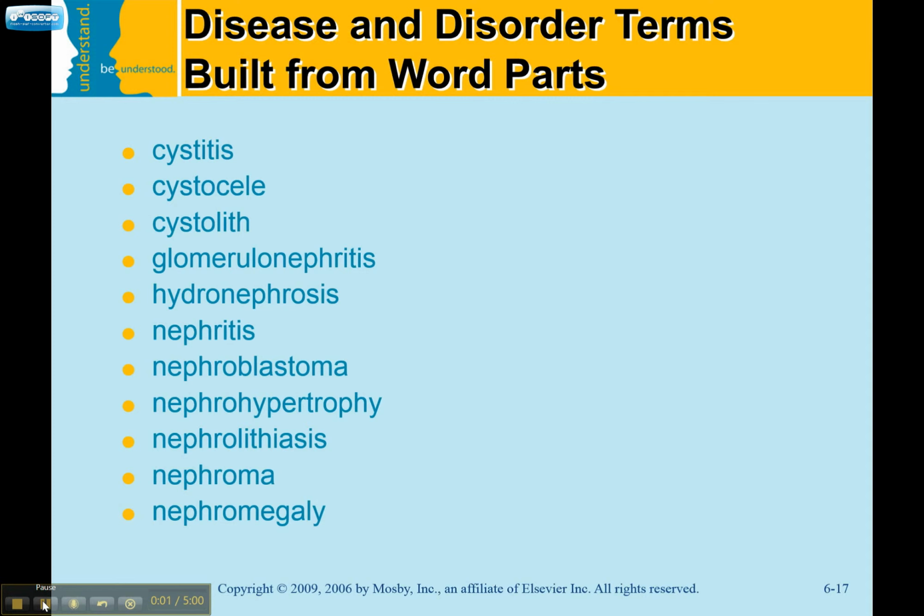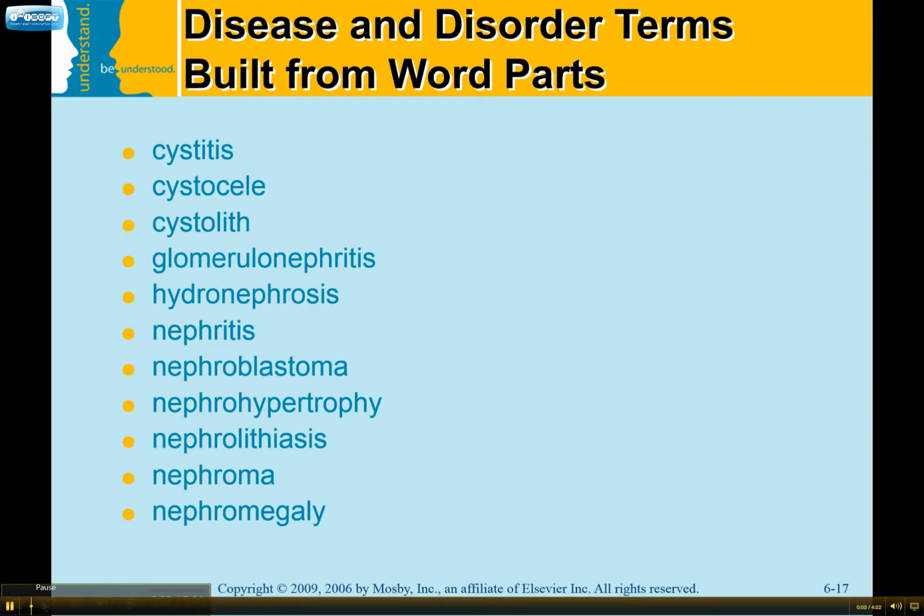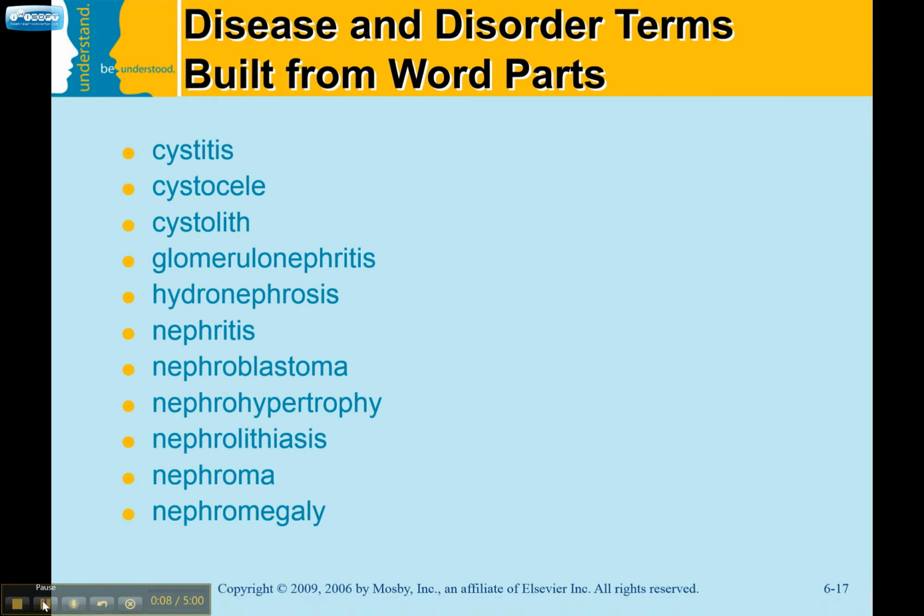Okay, so here we have the second part of chapter 6, which is our excretory system, our urinary system. So we are going to see that in our disease and disorder terms built from word parts. What do we know about built from word parts? We can separate them into our word parts, and then we can define them.